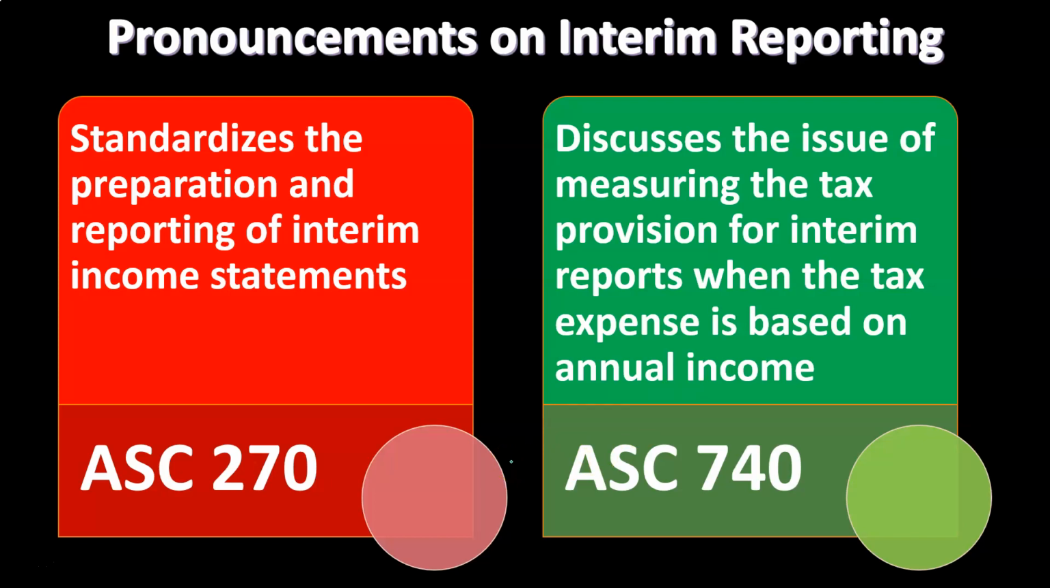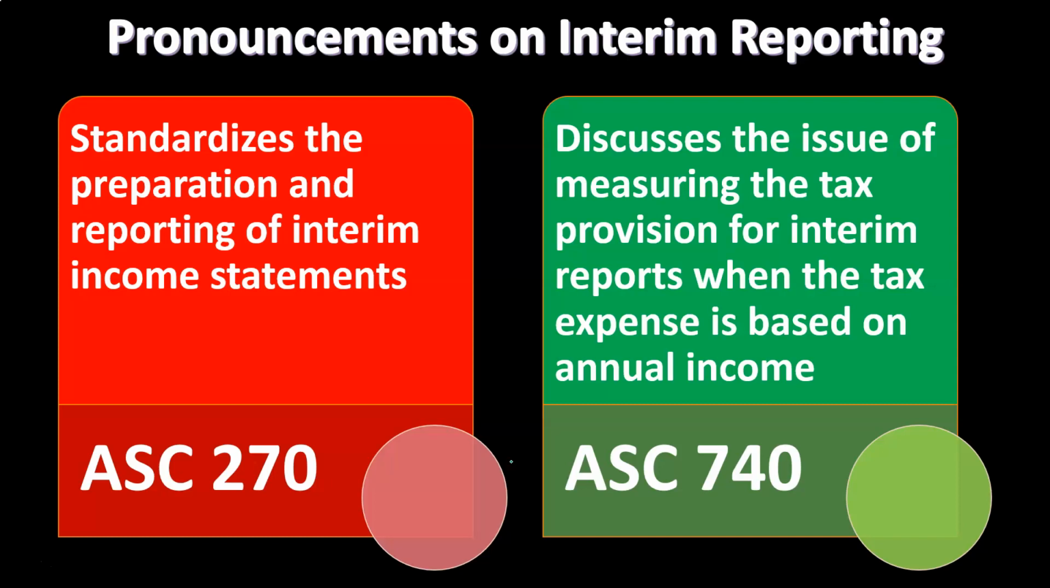ASC 740 discusses the issue of measuring the tax provision for interim reports when the tax expense is based on the annual income. We'll have a couple of practice problems on this so you can get an idea of what is happening here. It's a problem, of course, because taxes have a progressive tax rate, so the tax rate can generally go up, and it's applied to the yearly income. It's based on taxable income as opposed to financial income, and it has credits involved that make the calculation of the taxes a little more difficult.